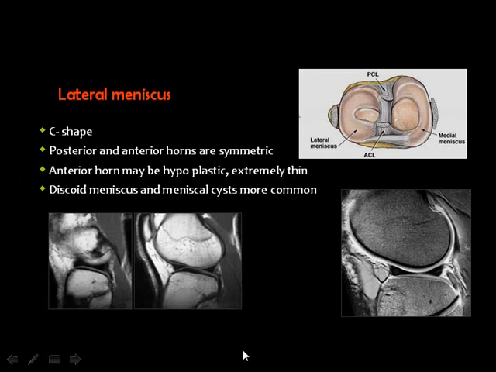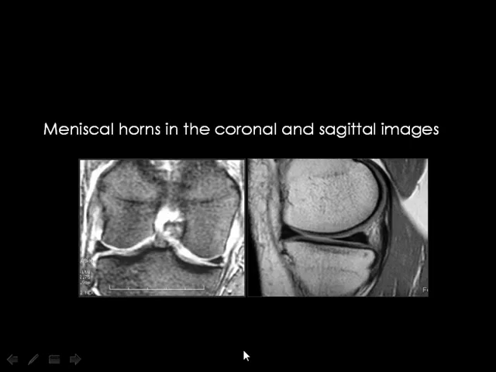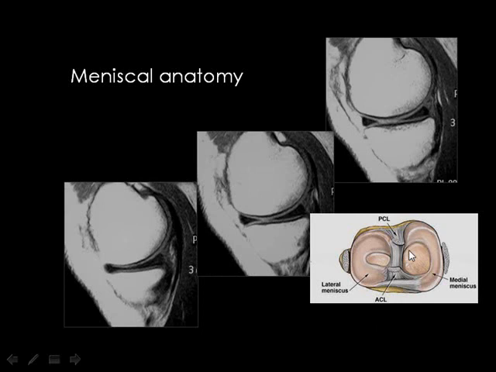Okay? Then if I asked you about this meniscus, what do you think? Medial or lateral? Medial. Yes. Why? No fibula, and the anterior horn is smaller than the posterior horn. Good. Then, what do you think of this meniscus?